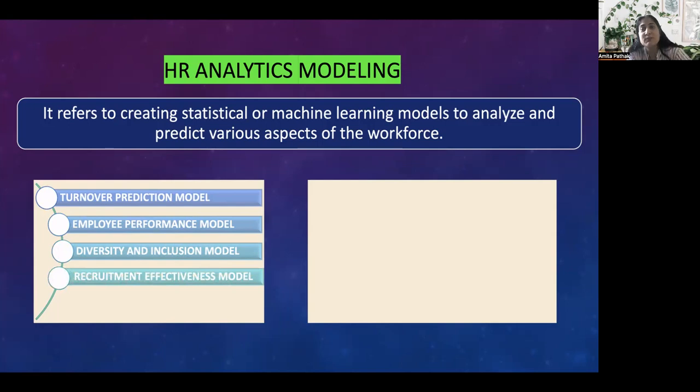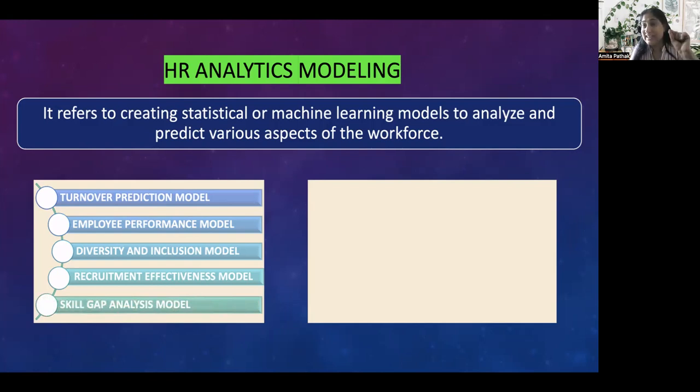Diversity and inclusion model means diversity and inclusion aspects of the workforce. Recruitment effectiveness model means recruitment effectiveness of the workforce, nothing to do with training and development. Basically, in modeling we are using statistical techniques to analyze and predict that function. The role is customized and focused so that the model will give ample results in analysis of that aspect of the workforce. Skill gap analysis model.